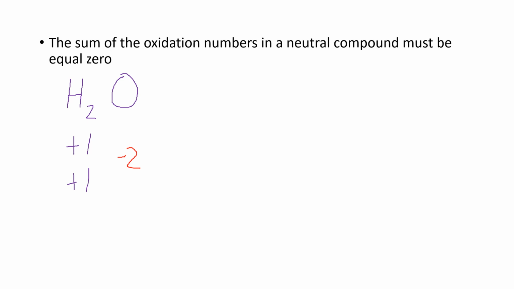So if you have, for instance, carbon dioxide, CO2, we've just said that oxygen is minus 2, and there's 2 of them. And therefore, we can apply the principle to work out what carbon must be, and carbon must be plus 4, so that all these oxidation numbers add up to 0.